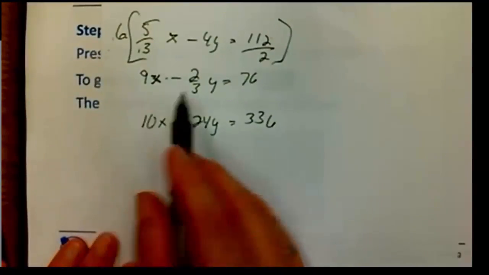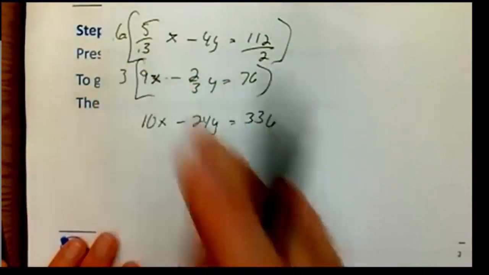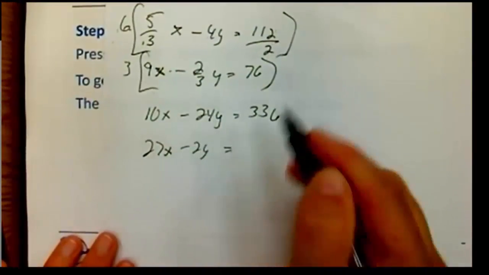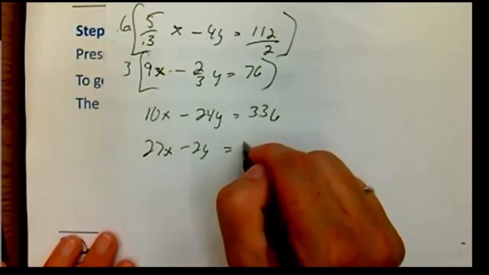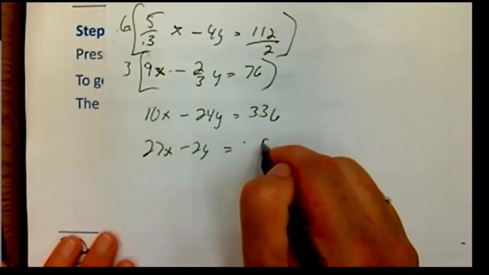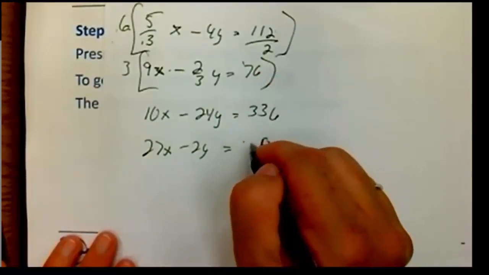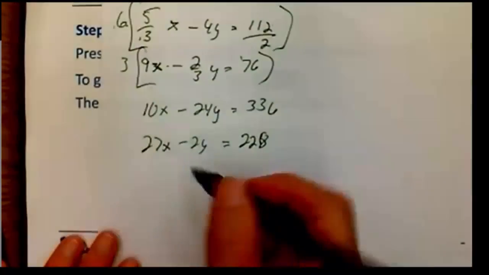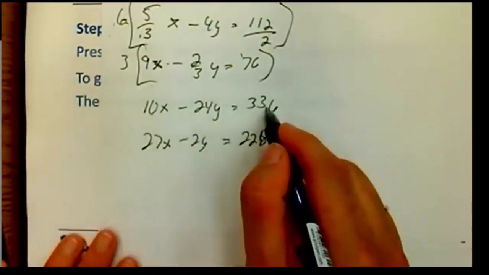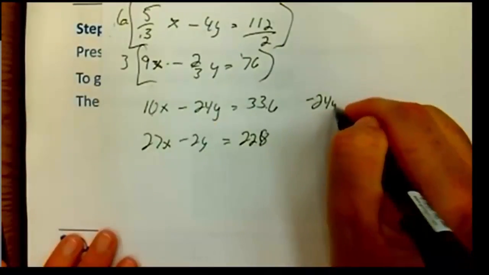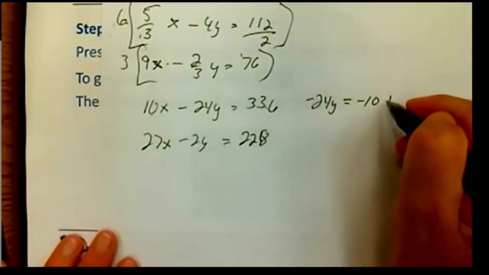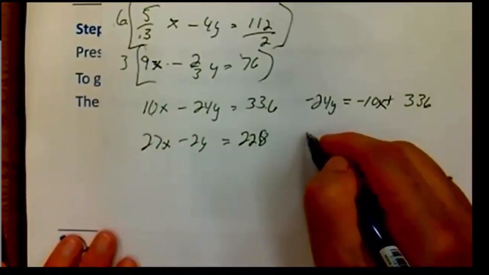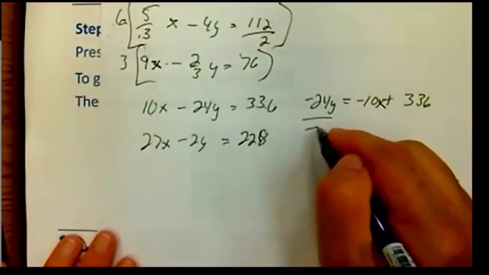Get 336. And then the bottom one, we will do the same thing and multiply everybody by 3 and get 27x minus 2y equals 3 times 76. 3 times 6 is 18. 3 times 7 is 21, plus 1 is 22. And now I can solve it a whole lot easier. Minus 10x from each side. And then in the bottom, and then to finish this, I'm going to divide everybody by negative 24.